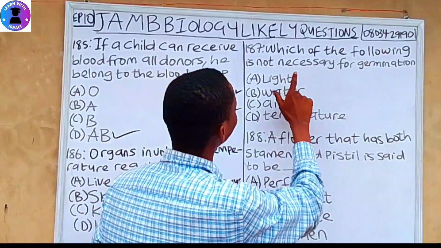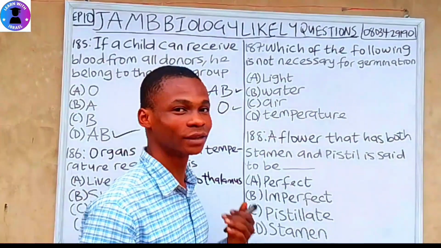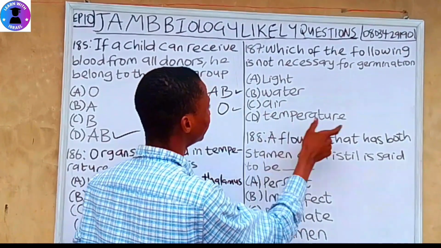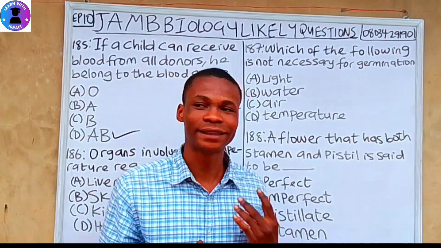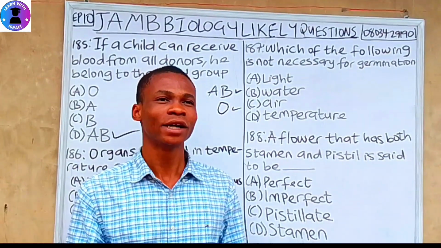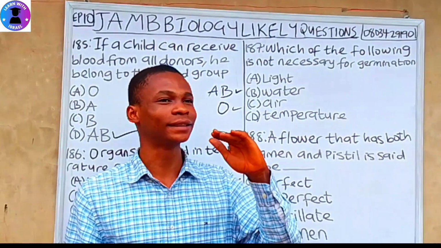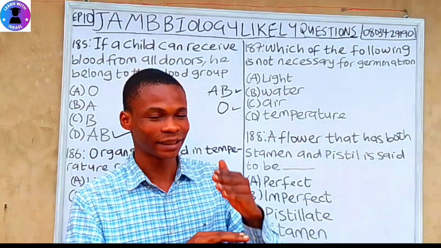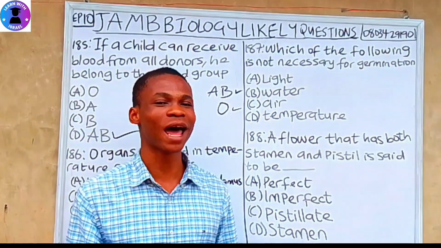Which of the following is not necessary for germination of seed plants? A. Light, B. Water, C. Air, D. Temperature. So let's start from temperature. During seed germination, temperature is very important. Whether the sunlight is high, whether it is low, whether it is rainy, whether it is very sunny, it's very necessary, because it will aid the plant growth.